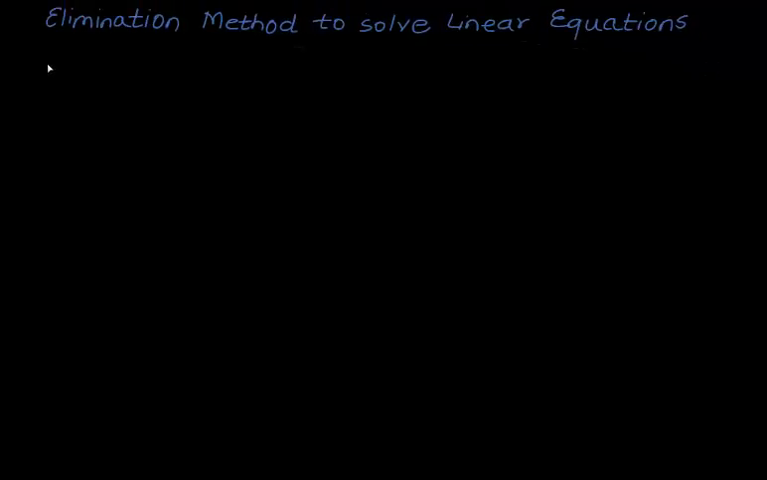Hi, in this video we are going to use the elimination method to solve a pair of linear equations. So let's write down the linear equations first. The first linear equation is 2x plus y is equal to 6, and the second linear equation is x plus 4y is equal to minus 4. Now let's call this equation 1 and this equation 2.